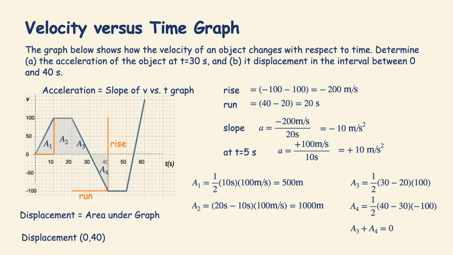So for the displacement, for the interval between 0 and 40 seconds, I will have 4 areas that I need to add up: A1, A2, A3, and A4. I already saw that A3 and A4 add up to 0, so all I need is to add A1 and A2, 500 and 1,000, which gives me for the answer for the displacement of that object in the interval between 0 seconds and 40 to be 1,500 meters.